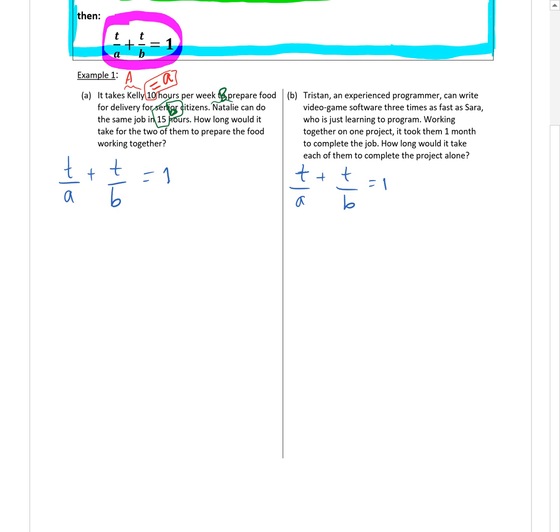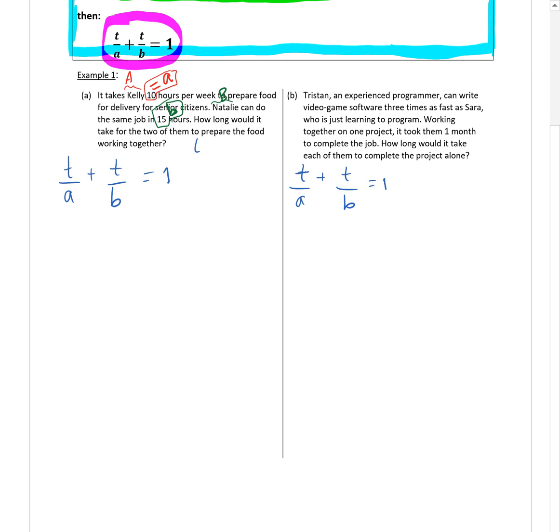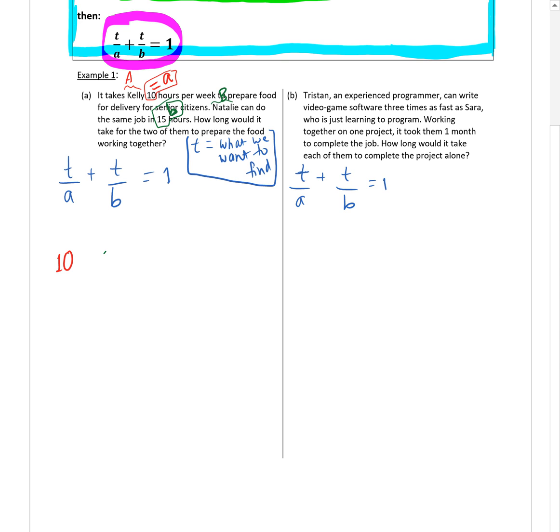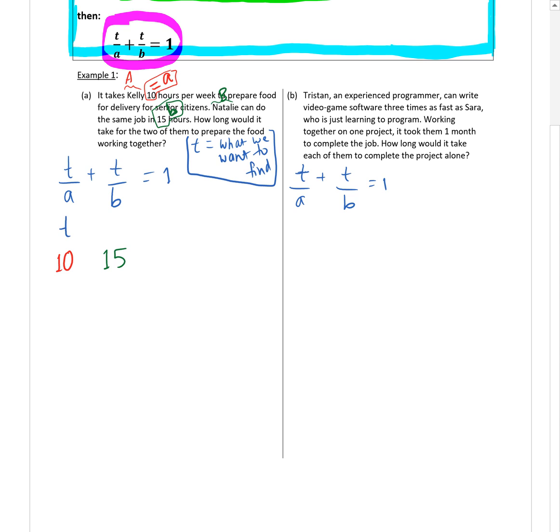Okay, and they want to know how long it would take for the two of them to prepare the food working together. So it sounds like what they're looking for is t. Because remember, the lowercase t is how long it takes them to work together. Since that's something I don't know, I'm going to use this formula but not replace t with anything. But I can replace a. They said in the very first sentence that a was 10 because it took Kelly 10 hours. In the second sentence, it said it took Natalie 15 hours. So at least I can fill those in for a and b. It's just that t is something I won't know.